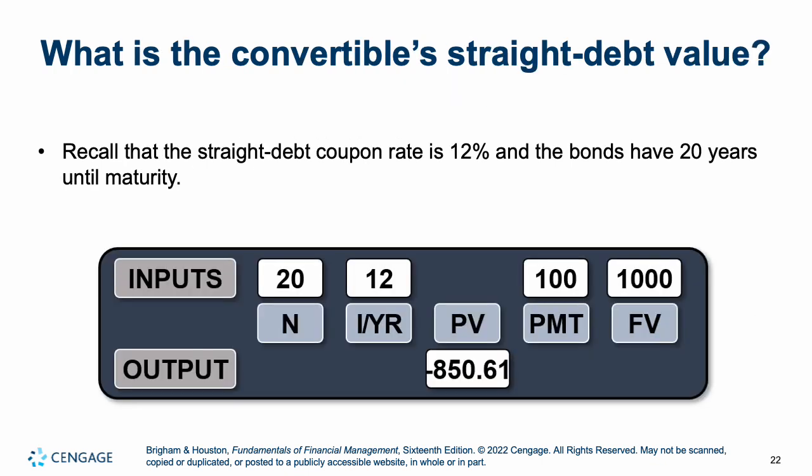So what's its straight debt value? To find the PV, all you would do is, like any other bond, enter the number of years, interest, our payment, and our future value. And what would we get? Well, we would get a PV of 850.61. A PV of 850.61. So in this case, that would be our PV.